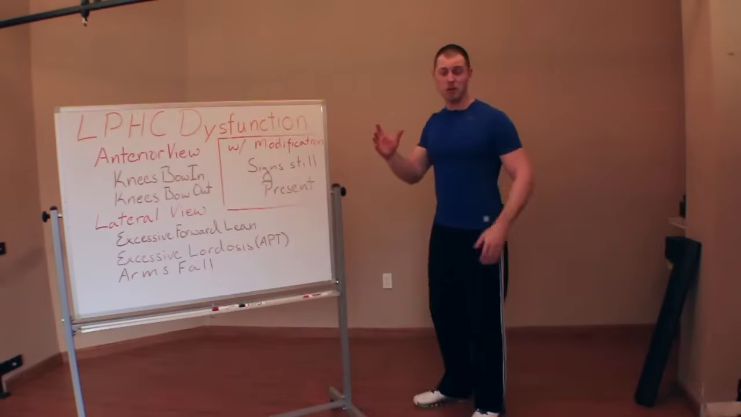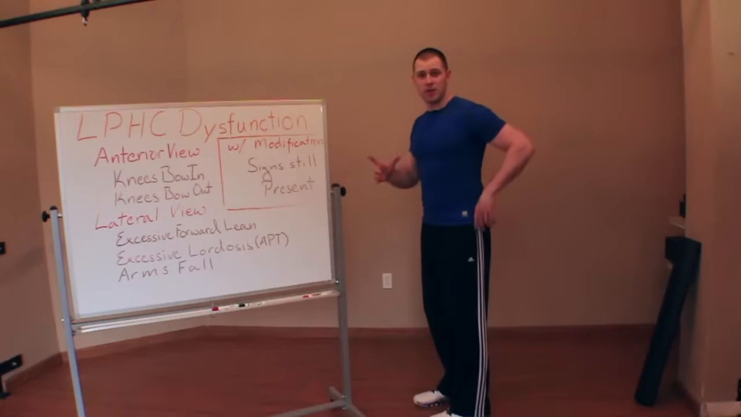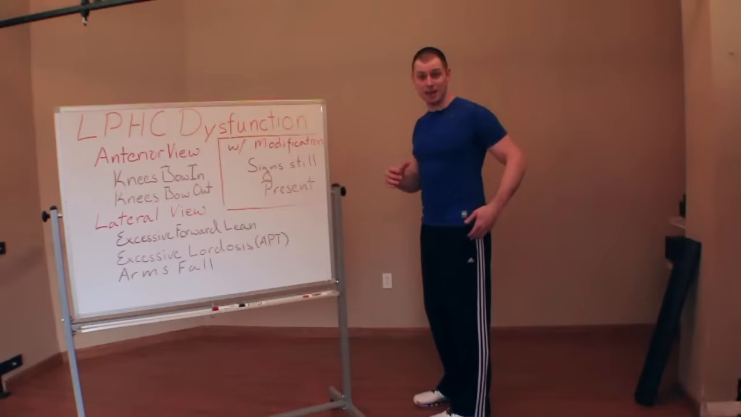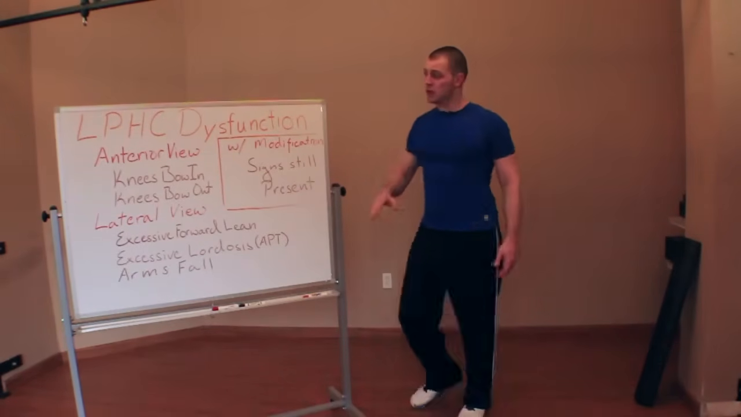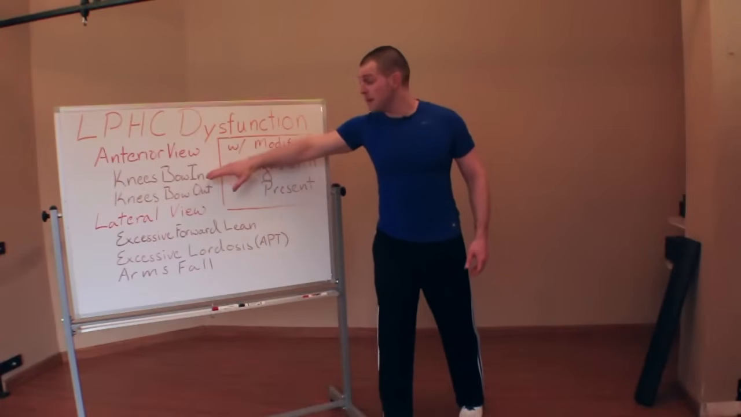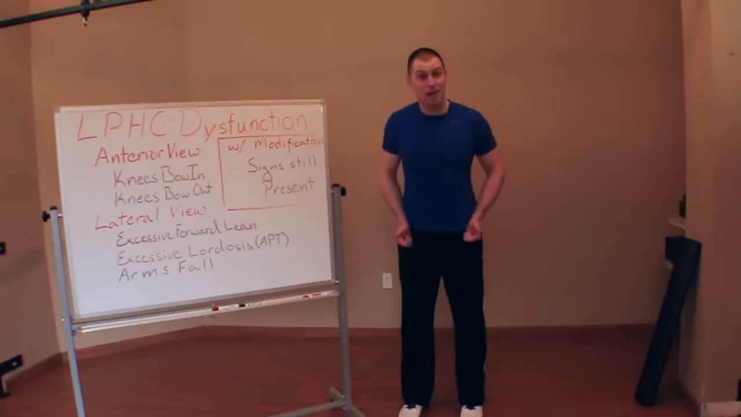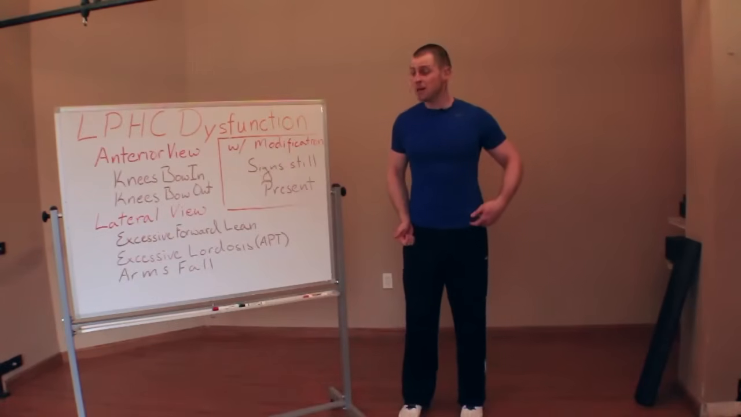So we've got lumbar, which is our lumbar spine, pelvis, which is a bone driven by the lumbar spine, and hip, and then we can also look at hip signs as well. So you guys will notice anterior view, knees bow in or knees bow out, right? That can be driven by hip internal rotation or hip external rotation. Those could be hip signs.